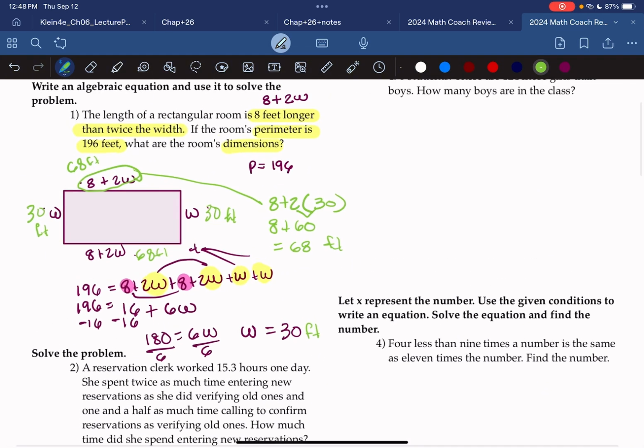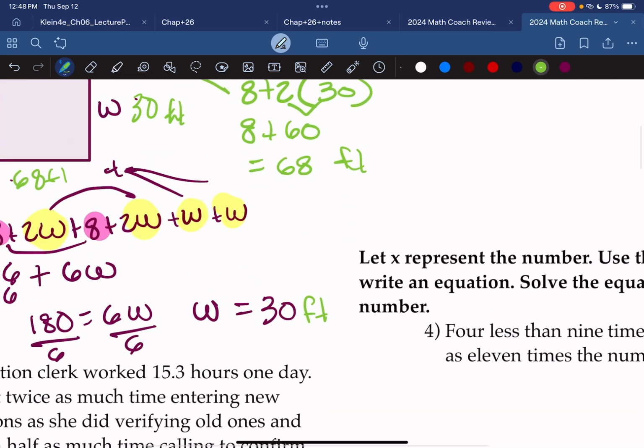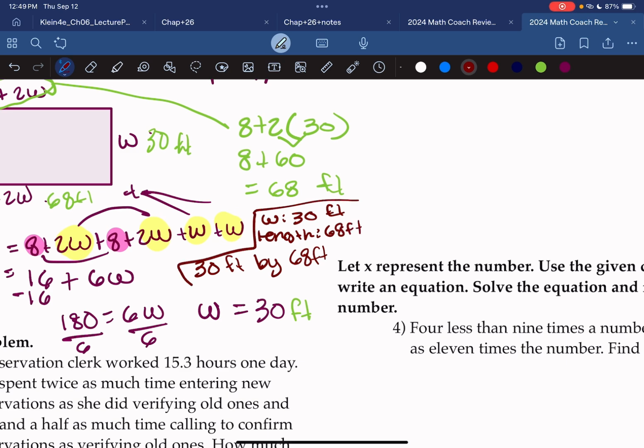And then we write our actual answer somewhere. If I can find space, let's do it right here. So the dimensions are 30 feet by 68 feet. Or you could also put the width is 30 feet and the length is 68 feet. But you have to remember to use your units.